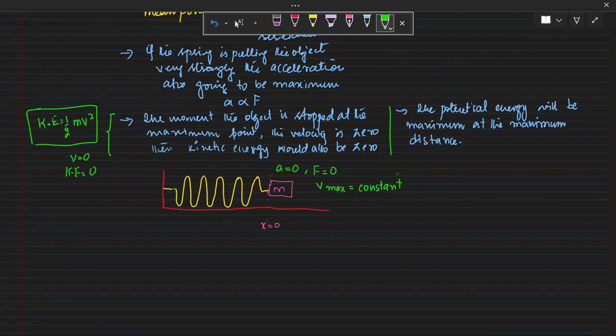Therefore, if I say the maximum speed is going to be constant, the kinetic energy is going to be maximum. Why? Because if the speed is maximum, the kinetic energy is also going to be maximum, right? And the gravitational potential energy is going to be 0, right? Yes, sir.